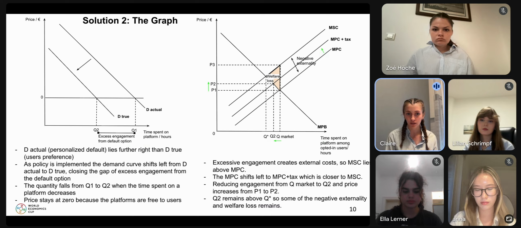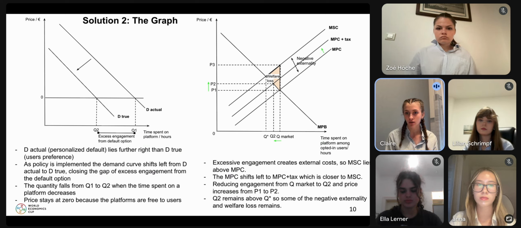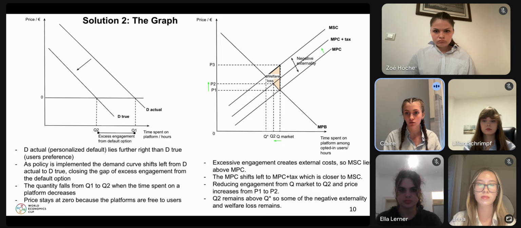The graph on the right shows the tax. Excessive engagement creates external costs, therefore MSC lies above MPC. The MPC shifts left as the tax is implemented, up to MPC plus tax, which is closer to MSC, but still lies below it. Reducing engagement drops the quantity, the time spent on the platform among users who have opted in, down to Q2, and the price increases from P1 to P2. Q2 remains above Q star, so some of the externality remains and also some of the welfare loss remains.